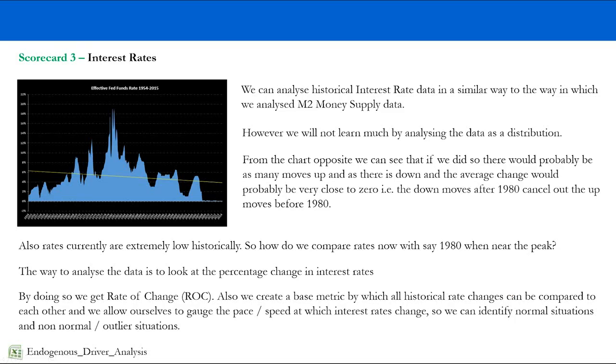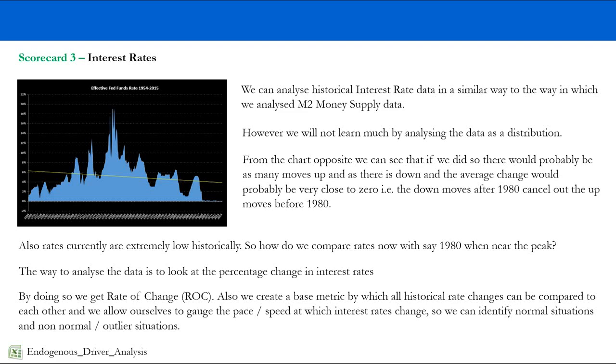And it's pretty straightforward. We can analyze the historical interest rate data in a very similar way to the way in which we analyzed the M2 money supply data. However, we probably won't learn much by analyzing the data as a distribution. If you look at the chart opposite, it already looks like a distribution of returns in itself. There's lots of positive data points between 1954 and 1980, followed by what seems to be as many negative data points.